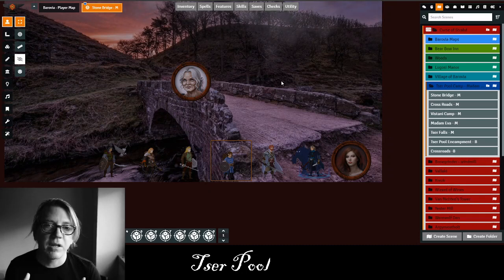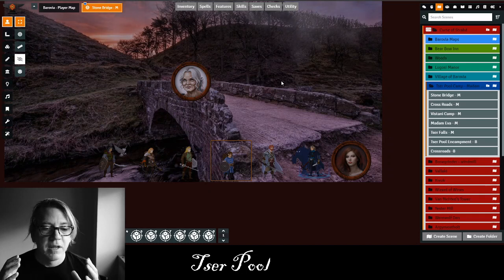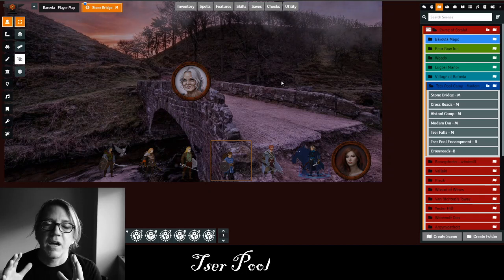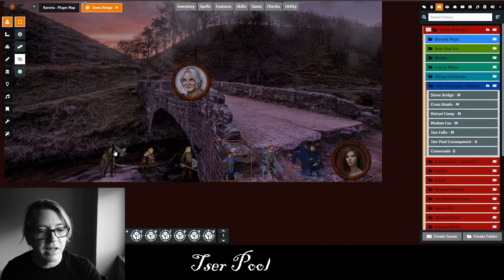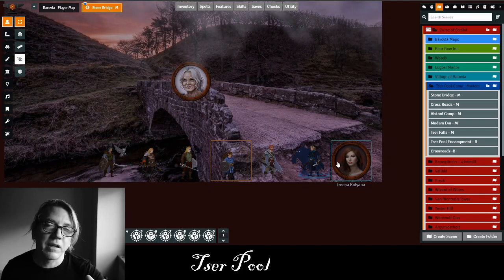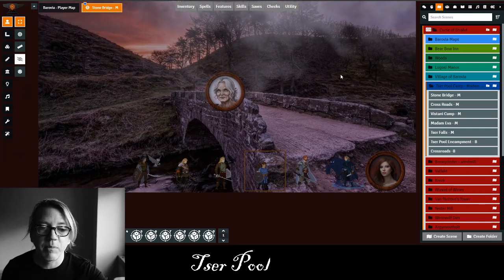It's an area where they can run into some NPCs. In this particular case, the lady on the bridge, this is again a Theater of the Mind map. I'm going to put a link in there on how I use them and how I make them.